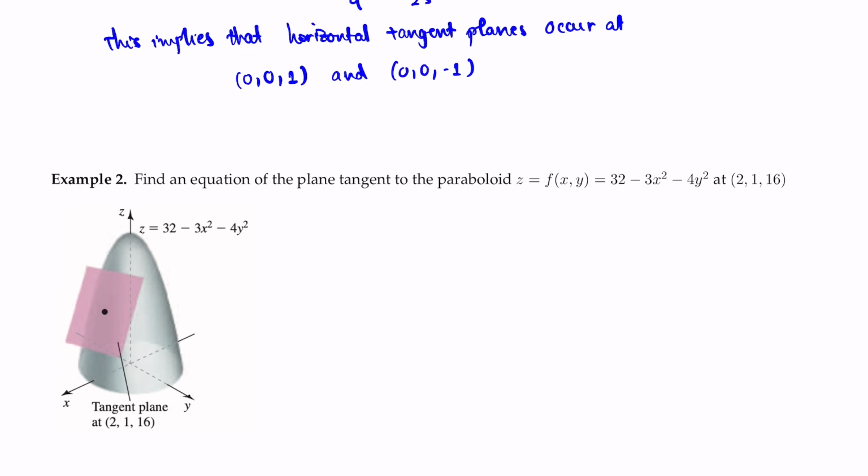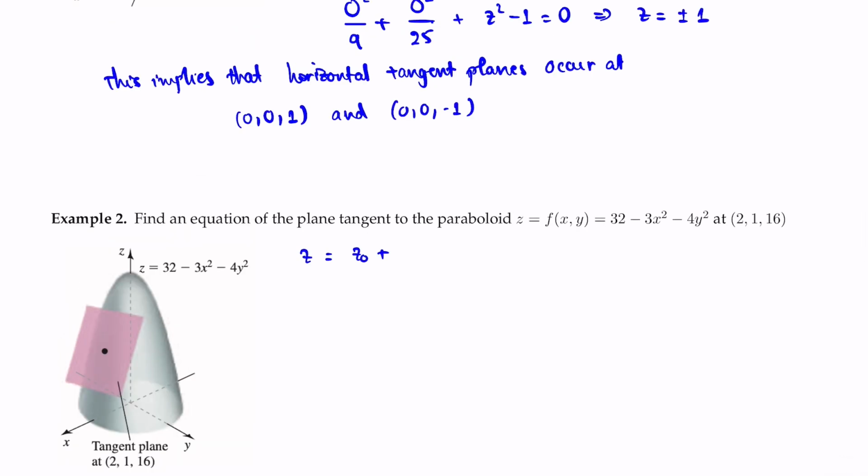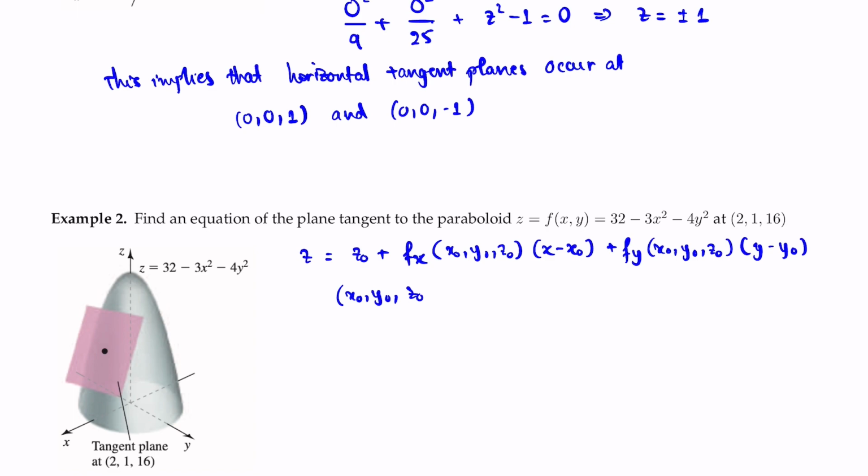So the equation of a plane tangent to a curve at a given point, in the context of z equal to f of x, y, is given as z equal to z0 plus f sub x, evaluated at x0, y0, z0, times x minus x0, plus f sub y, evaluated at x0, y0, z0, times y minus y0. So in this case, x0, y0, and z0 are given as 2, 1, 16. So x0 is equal to 2, y0 is equal to 1, and z0 is equal to 16.